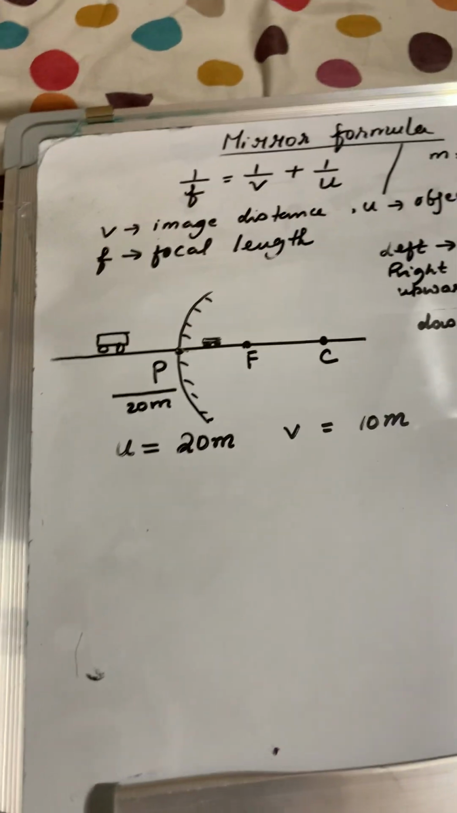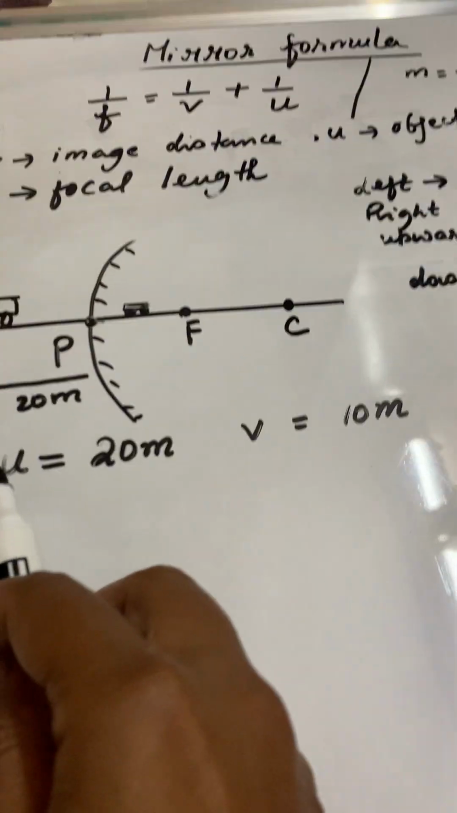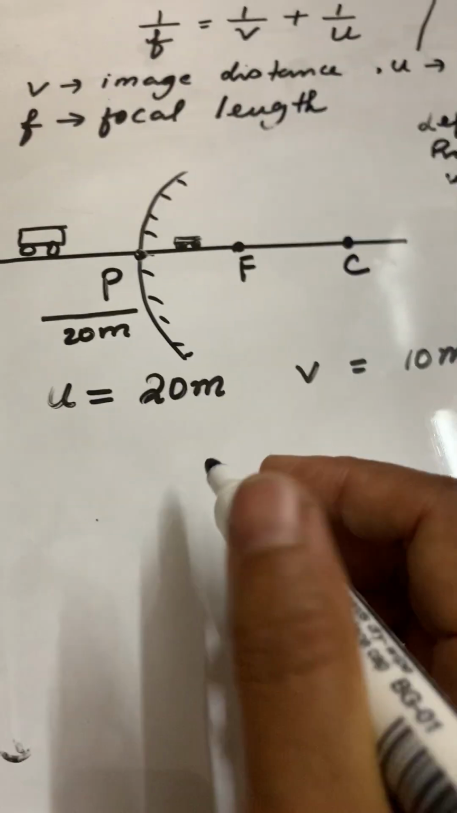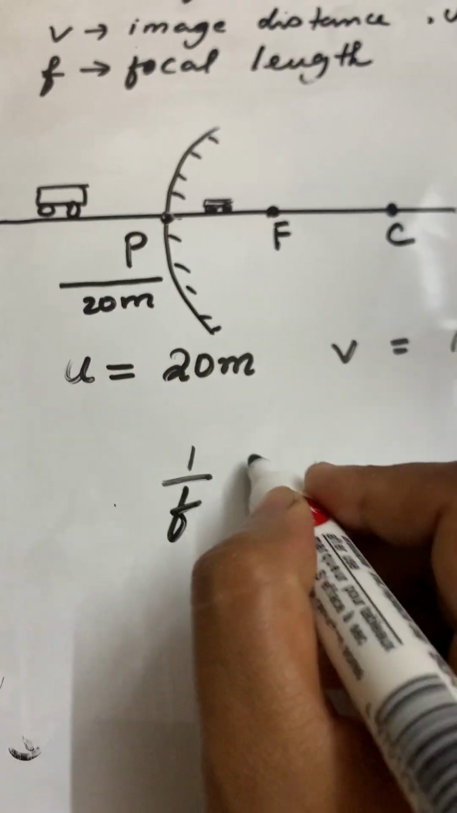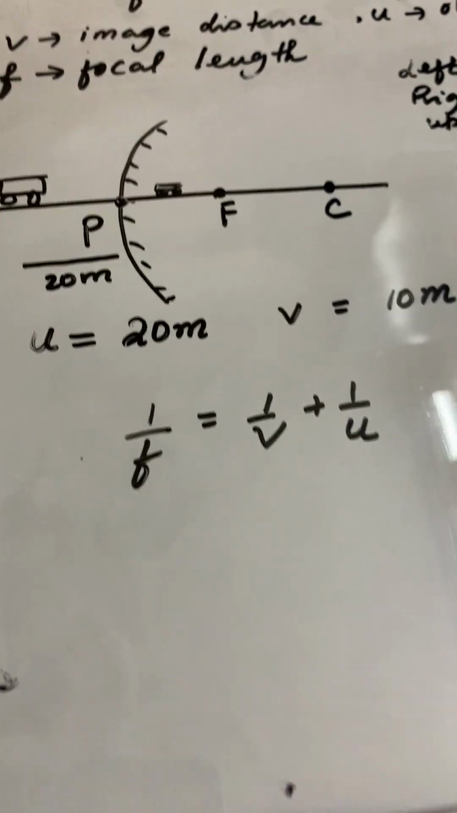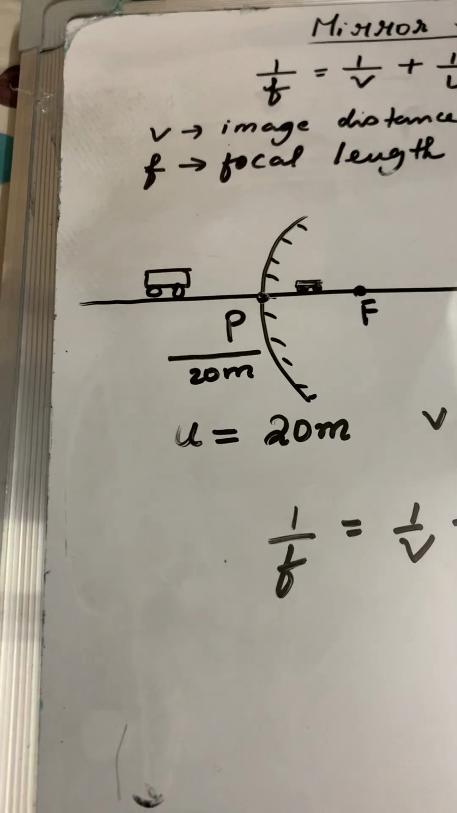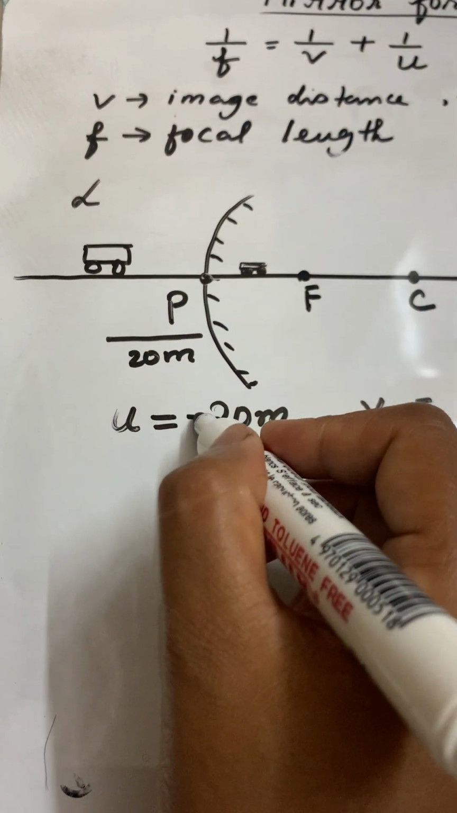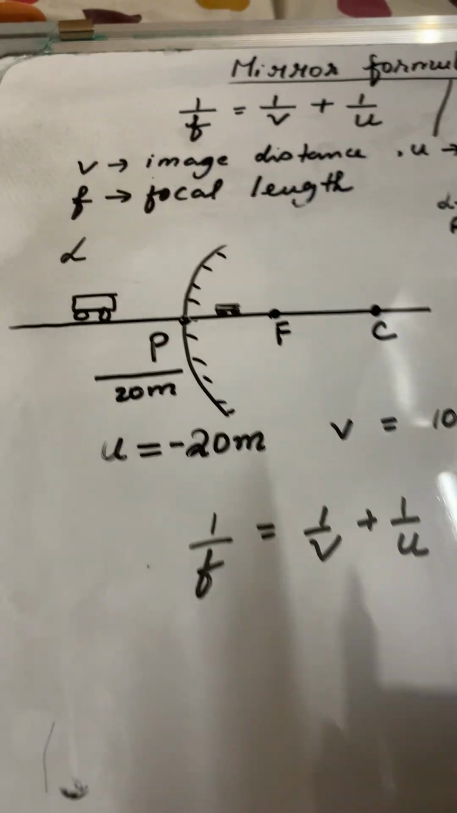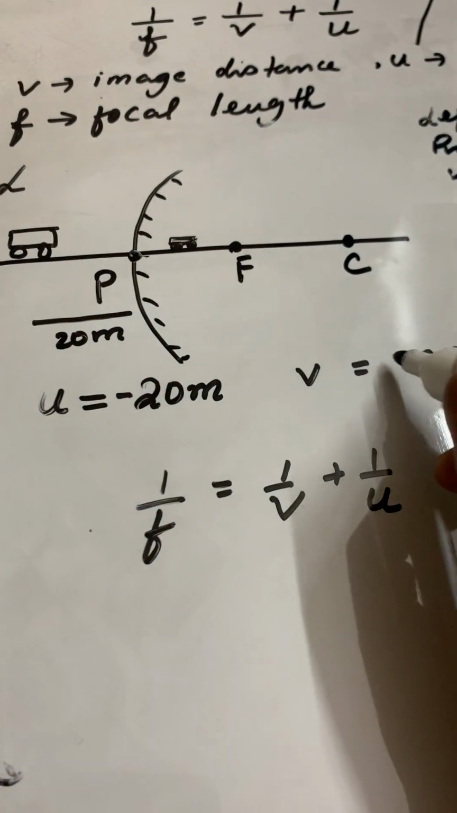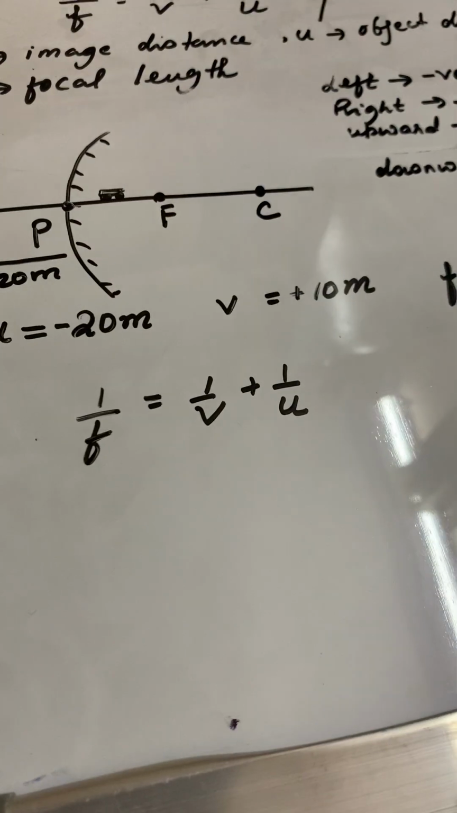Now first of all, U is given to you, V is given to you, you have to find F, right? You are going to use the formula 1 by V plus 1 by U. Now tell me whether U is plus or minus. U is on which side, student, from the pole? U is on the left side, right? So for the left, what is the convention? Negative, right? The image of the truck is on the right side, so it has to be positive, right?